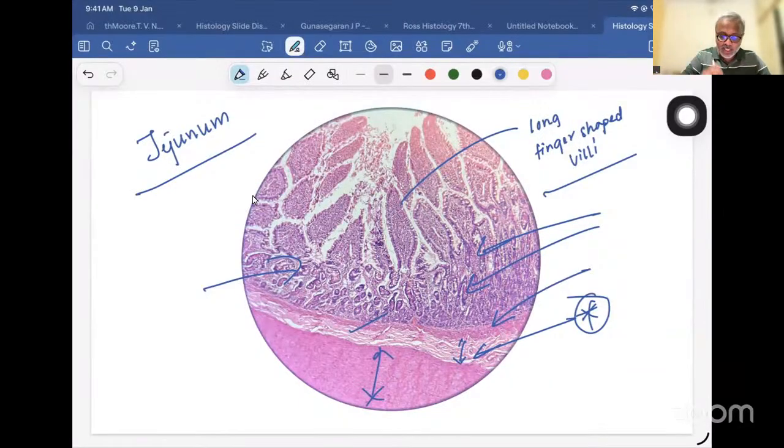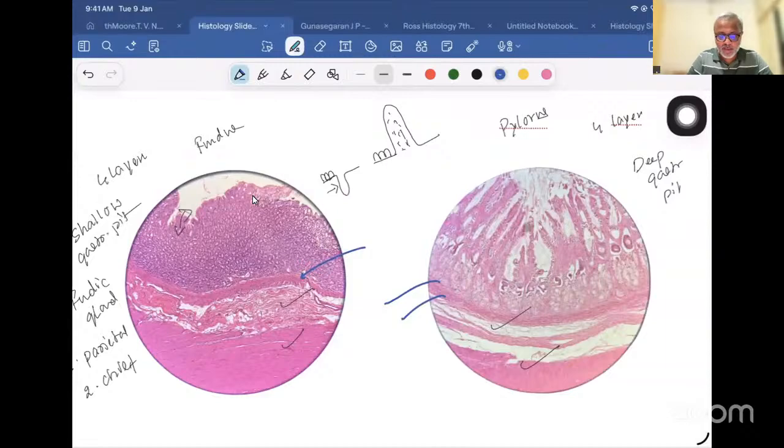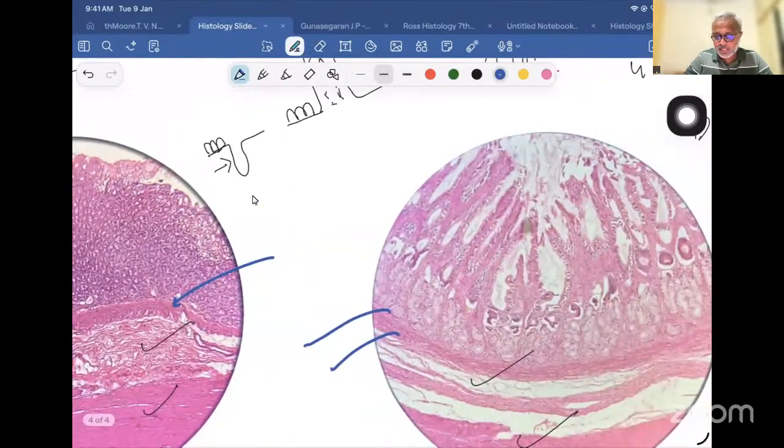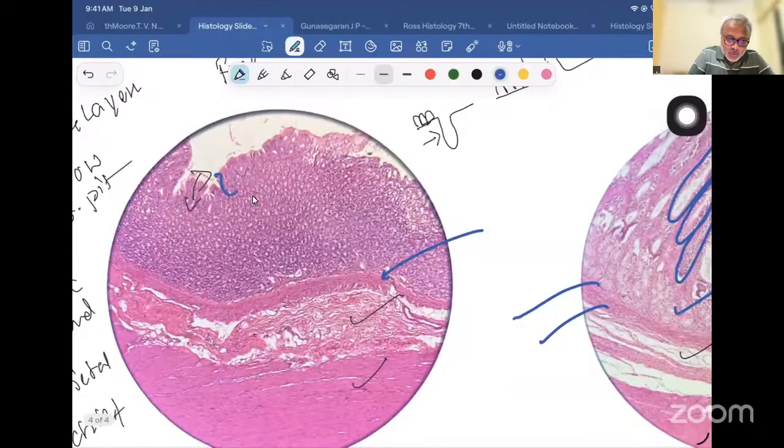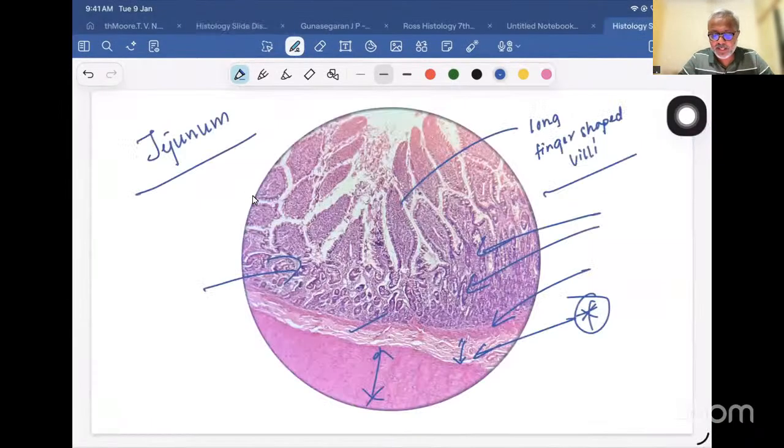The examiner might ask why this is not stomach. Stomach never contains villi. Stomach contains what? Gastric pits. So if you want to go back, this is a gastric pit. This is a pit. This is a gastric pit and this is a gland. Shallow gastric pit is the characteristic feature of the fundus. Did you get it? Right? GI slides are slightly confusing, but if you apply your mind and identify these differences, they are absolutely easy.